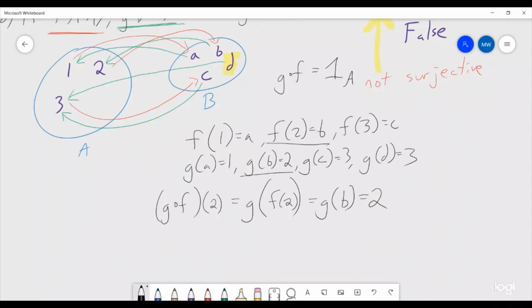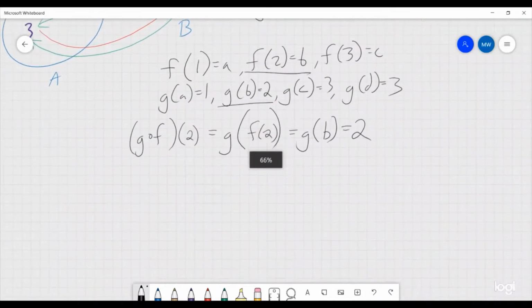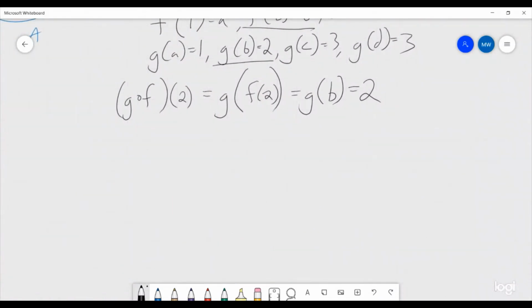If we did f composed of g, then what would it equal? Yeah, so if we did f composed of g, that would not be the identity. We would need to go through each of the different things in the set B. So we'd look at what happens if we look at a, if we look at b, if we look at c, and if we look at d.